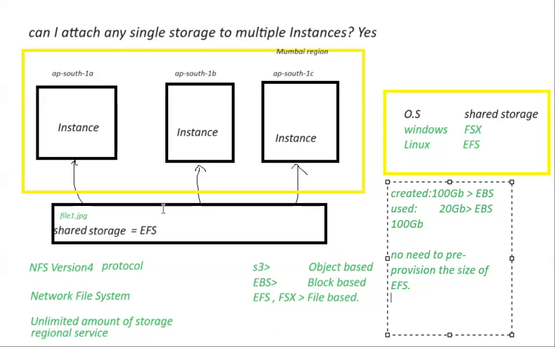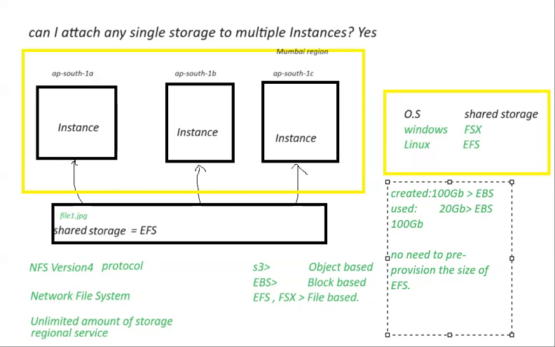Can I mount this EFS to multiple EC2 instances across multiple availability zones in the same region? Yes, I can connect this EFS to multiple instances which are present in different availability zones, but in the same region. So let me ask you a question. Can I connect this EFS to multiple EC2 instances across multiple availability zones in different regions? No, because this EFS is regional. So that's why I can see this EFS only in this particular region.